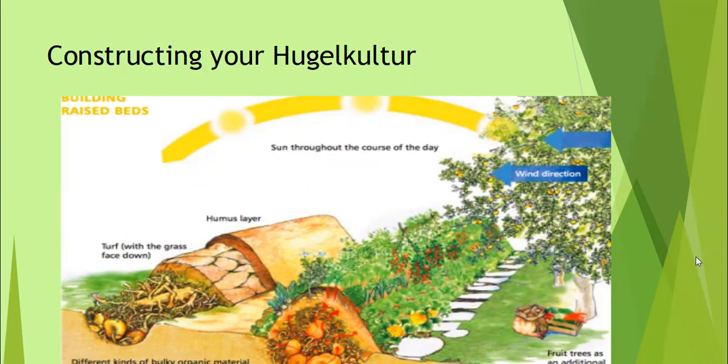I'll just warn you, as it decomposes, it does shrink a little bit. So you'll end up with a tall mound, and over the years, it gets a little shorter and shorter. But also, as the years go by, the nutrients that are added to the soil become stronger and richer. So even though you're losing surface, you're getting a much richer soil. When you're putting it together, do keep in mind the position of the sun and the wind direction.